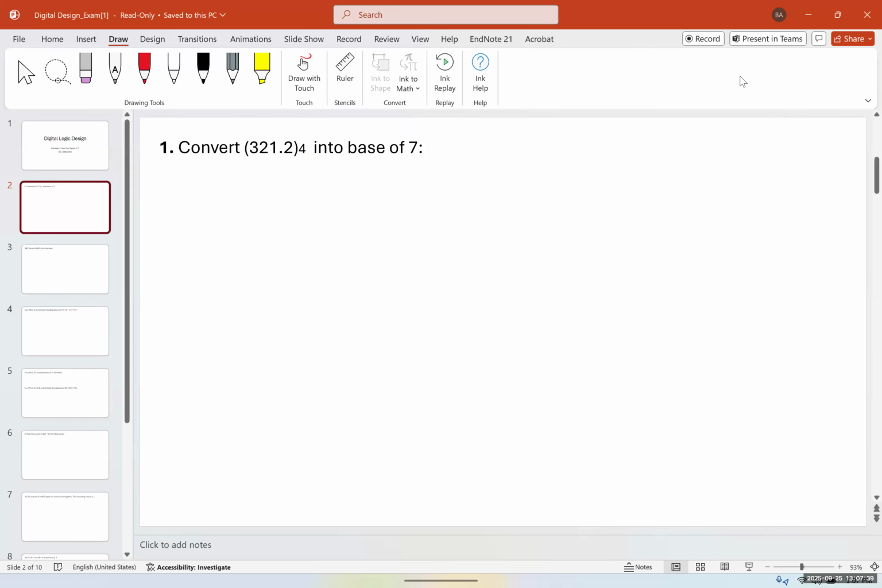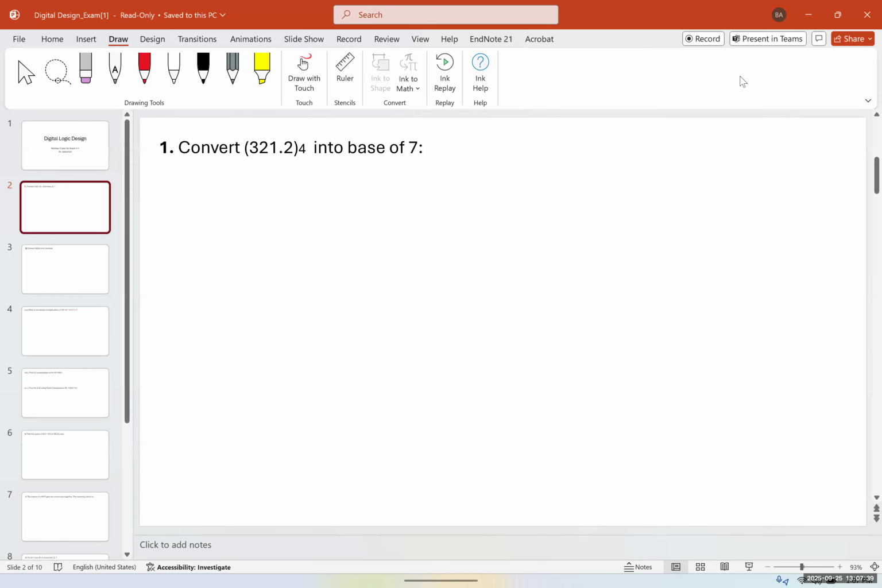Now we convert the fraction part, which is 0.5. We have to multiply it by 7. It's going to be 3.5. We keep the 3, and we multiply the 0.5 by 7 again. Again, we're going to have 3.5. We don't have 0 in the fraction part, so we keep multiplying it, and we get the same thing.